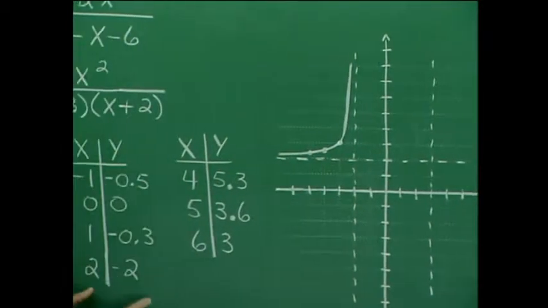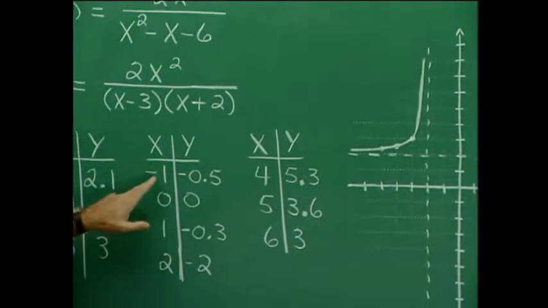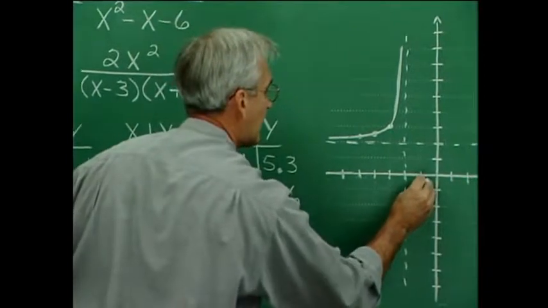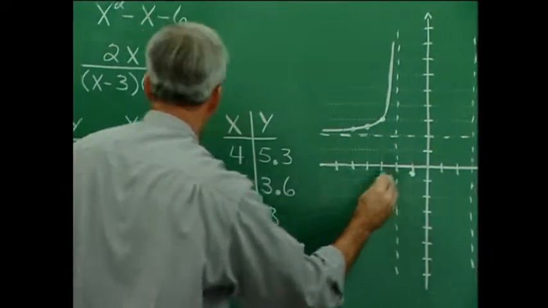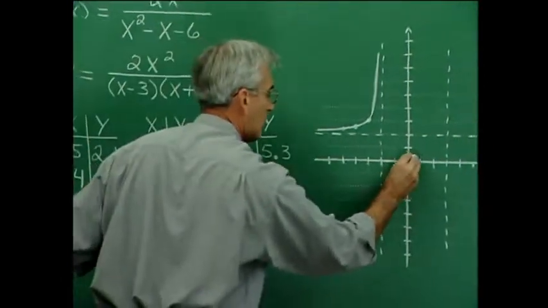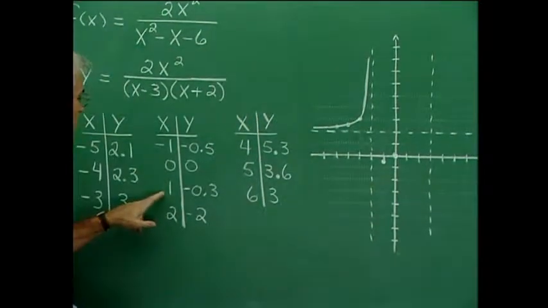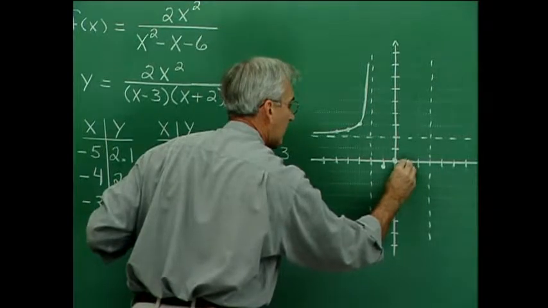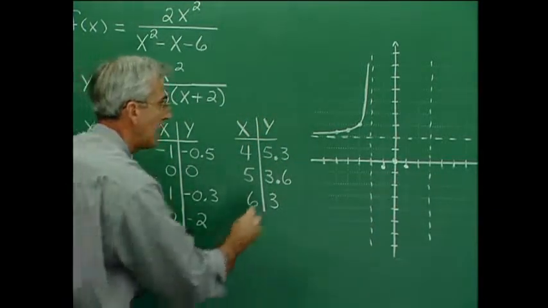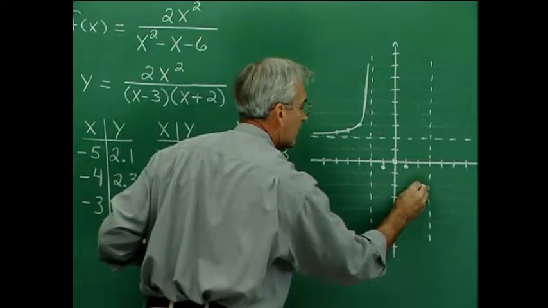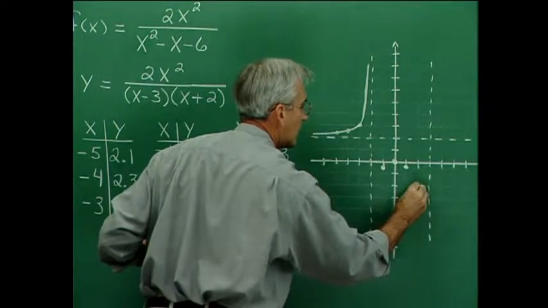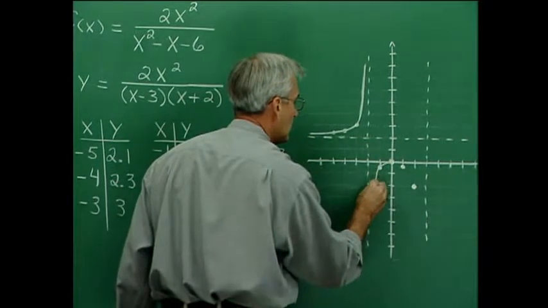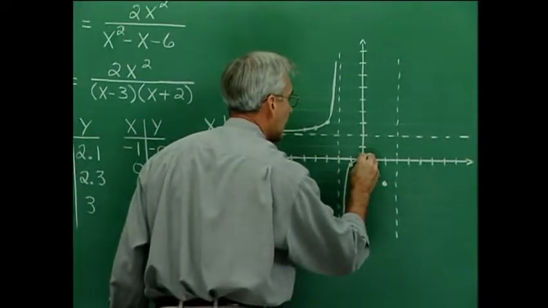These are the coordinates of points that are in the middle. -1 goes to -1/2, and 0 goes to 0. 1 goes to -0.3. 2 goes to -2, and it looks like we have a downward pattern here, a U down kind of thing. So the behavior of the graph looks about like this.